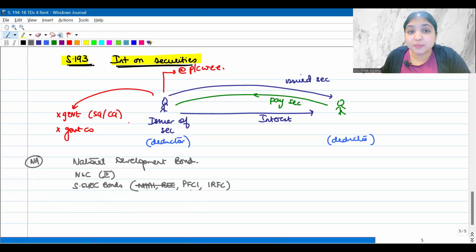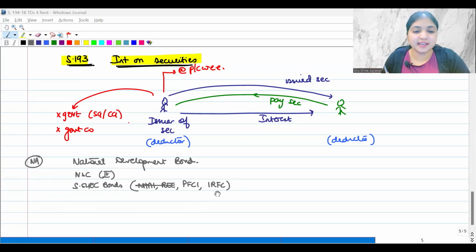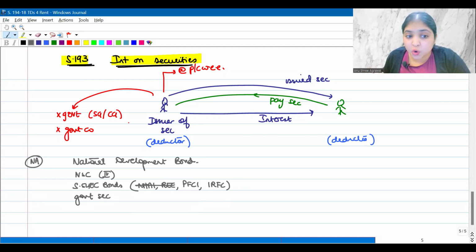If the bonds happen to be PFCI bonds or IRFC bonds, then section 193 TDS will not apply. Then, if they are government securities, then also section 193 TDS will not apply. This I have already spoken to you about over here.